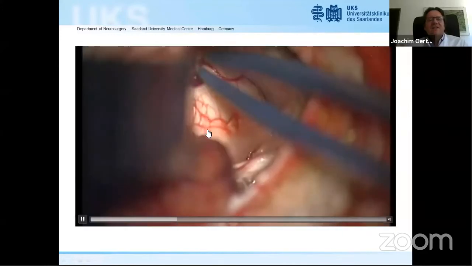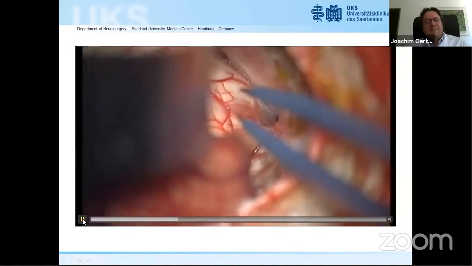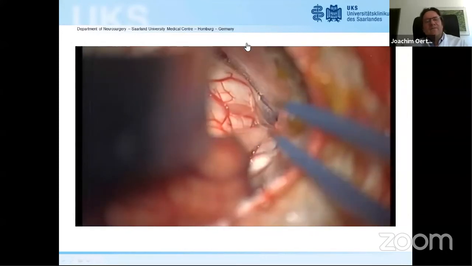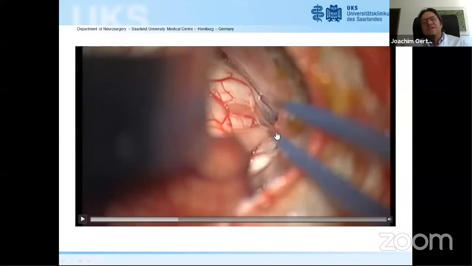You see here that this is the tentorium. This is the trigeminal nerve going into Meckel's cave, and this is the petrous bone. So it's almost an infratentorial supracerebellar approach. It's something in between a pure retrosigmoid and supracerebellar infratentorial. So there's no need for any drilling.